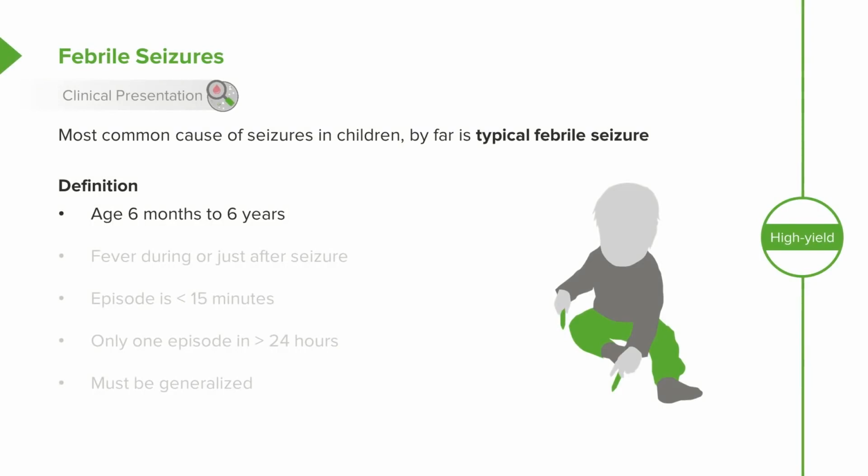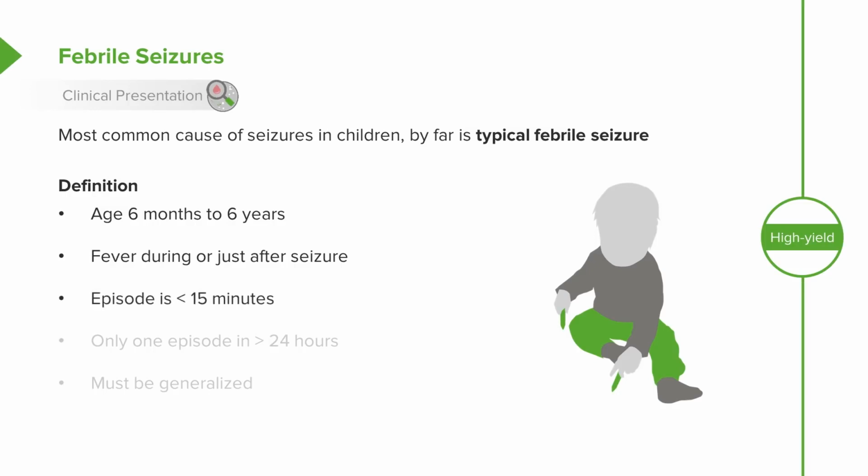By definition, a febrile seizure must occur between age 6 months and 6 years. The child must have a fever either during or just after the seizure. Remember, it's not the temperature that's causing the seizure, it's actually the inflammatory cytokines, such as interleukin-1, that are causing the seizure in the brain. So the fever may be slightly delayed after the seizure. In fact, it commonly is. So they just have to have a fever around that time.